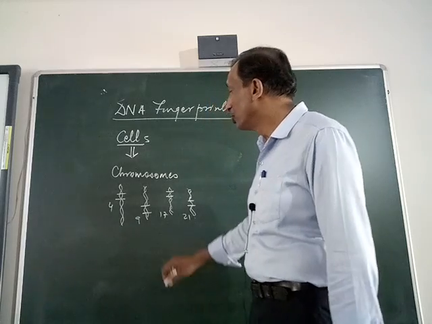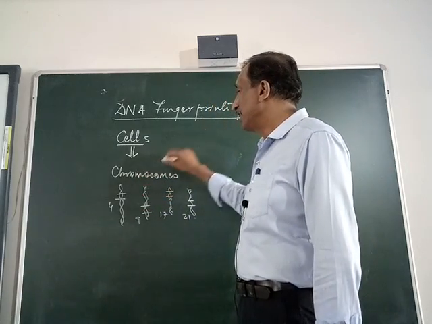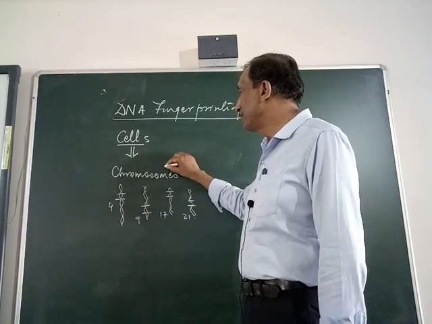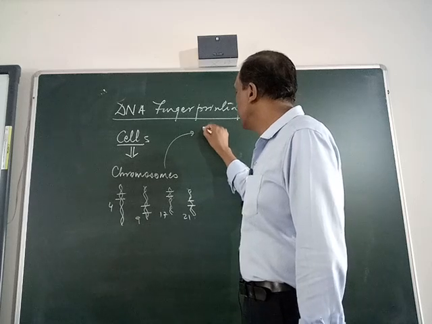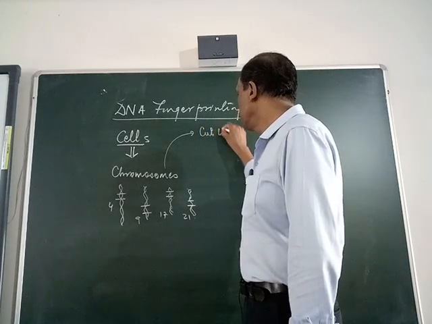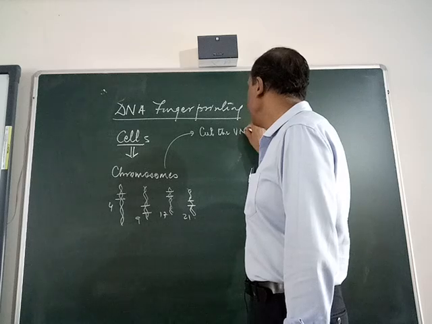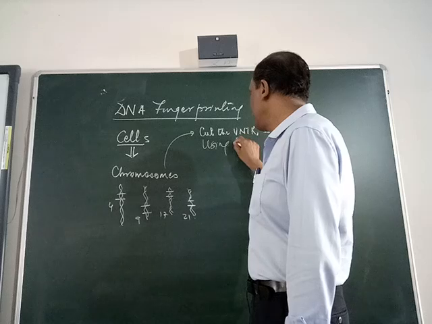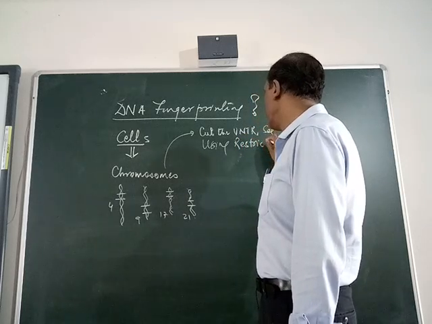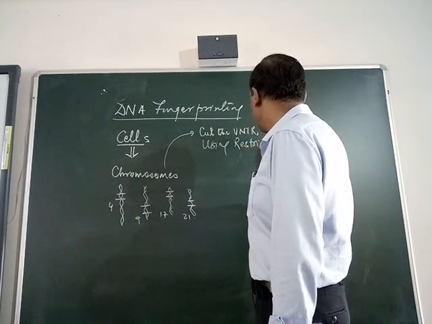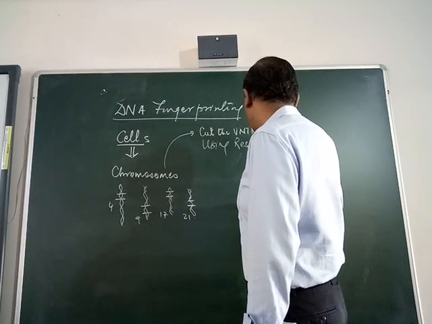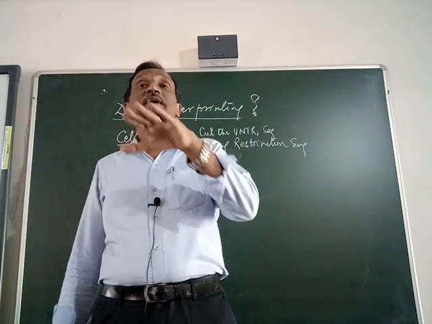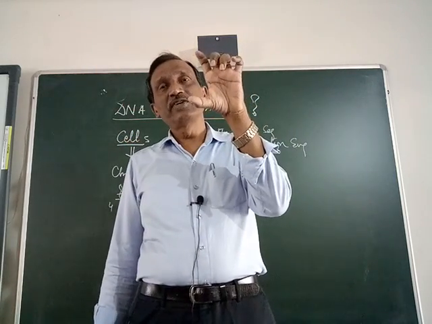Now what we have to do is take these chromosomes and digest them using a restriction enzyme. So the next step is to cut the VNTR segments using restriction enzyme. Now what are restriction enzymes? Restriction enzymes are those enzymes which cut the DNA between certain nitrogen bases.